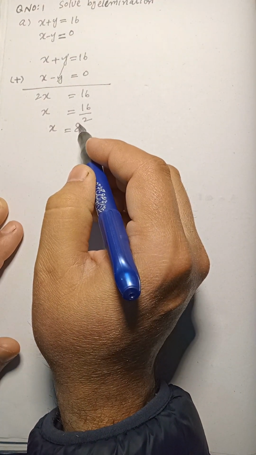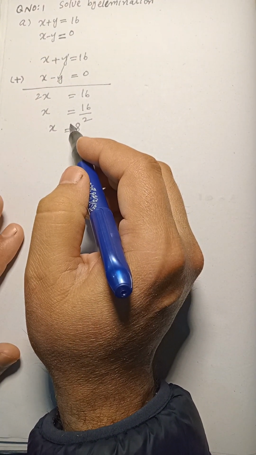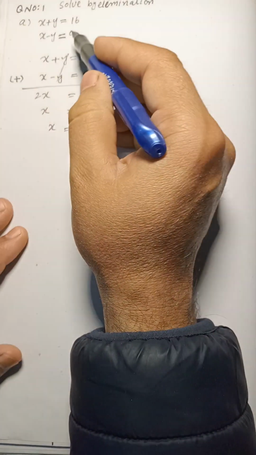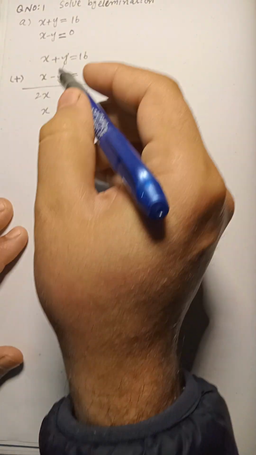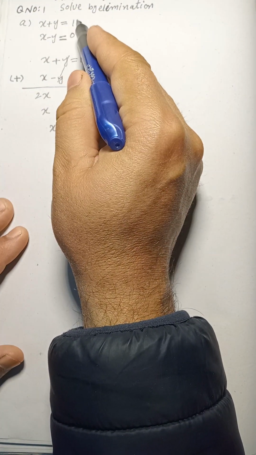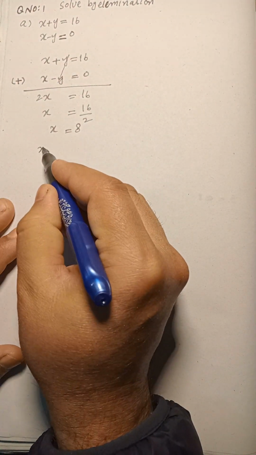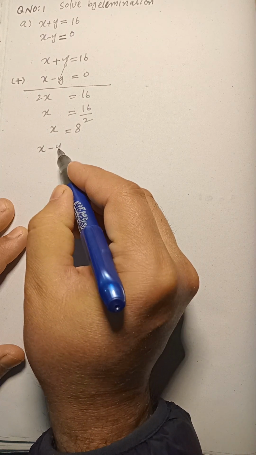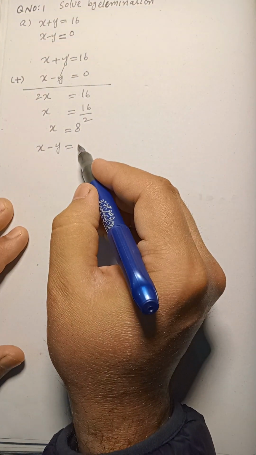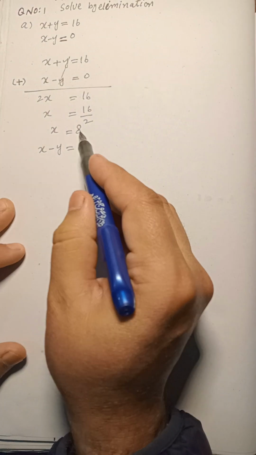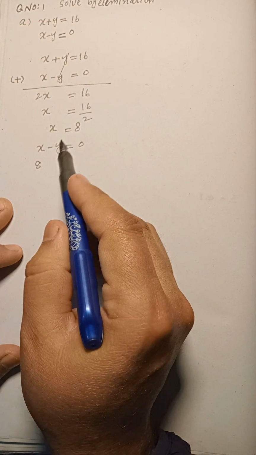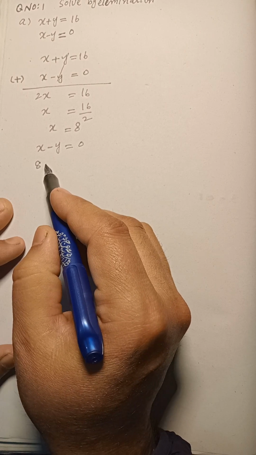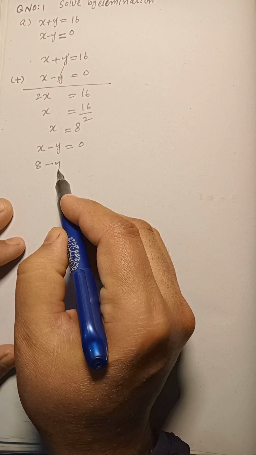Here the answer of x is 8, and we have to find the value of y as well. Choose any equation from here. I am choosing this equation. You can choose this as well. In the second equation, which is simpler than the first one, I have chosen the second equation. Put x is equal to 8 here. As x is equal to 8, I have written 8 here instead of x, and y is equal to 0.